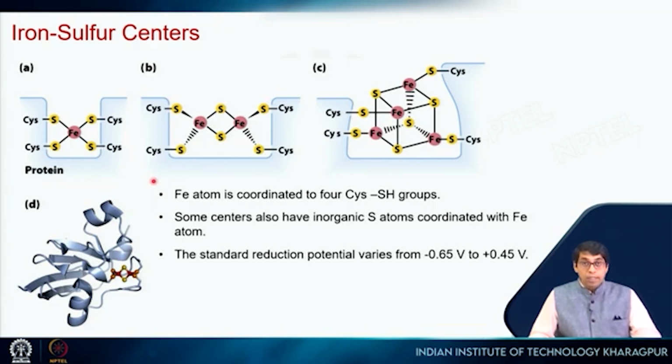So these are the examples of iron sulfur centers, right? So we have already seen something like this. So this is a more complex iron sulfur center, but it can also exist in these simpler forms. So iron is coordinated by cysteines or inorganic sulfurs, right? The standard reduction potential of these iron sulfur centers varies from minus 0.65 volts to plus 0.45 volts. So it will also depend on the environment that is provided by the enzyme.